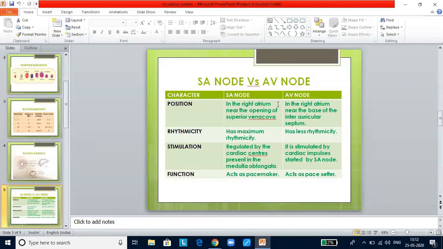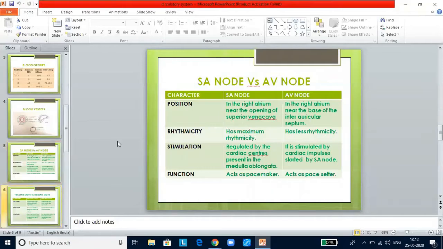If you look at the position, the SA node is in the right atrium near the opening of the superior vena cava. The AV node is in the right atrium near the base of the interauricular septum. The SA node has maximum rhythmicity, but the AV node has less rhythmicity. The SA node is stimulated by cardiac centers present in the medulla oblongata. The AV node is stimulated by cardiac impulses started by the SA node. The SA node acts as a pacemaker and the AV node acts as a pace setter.